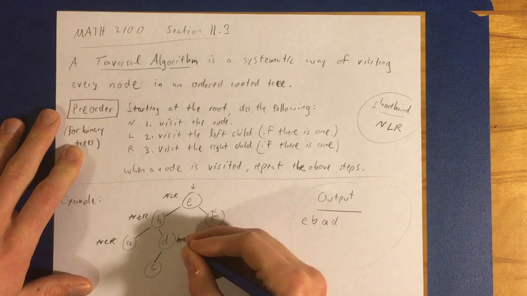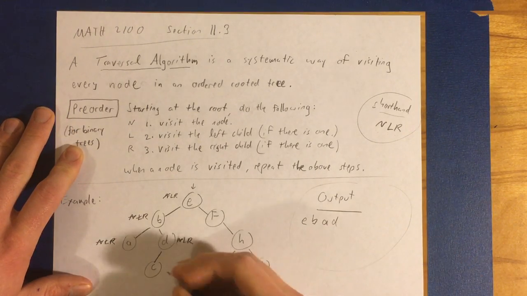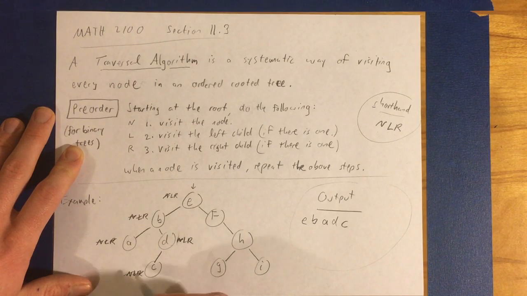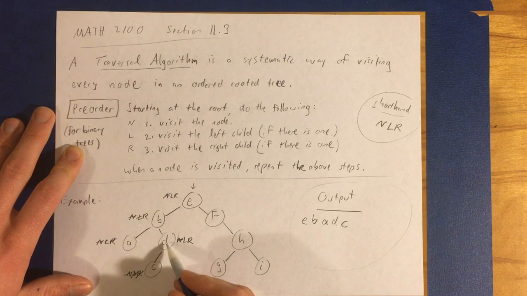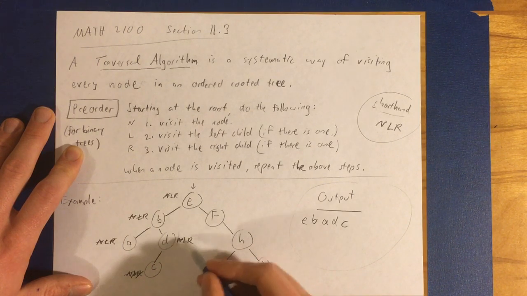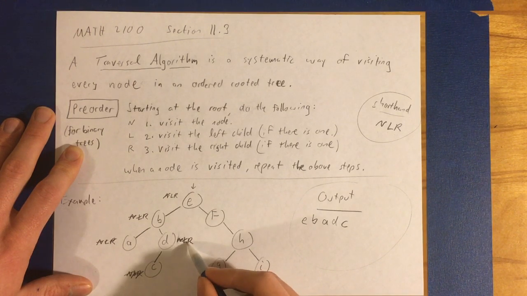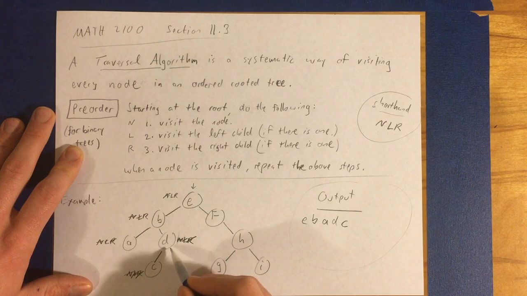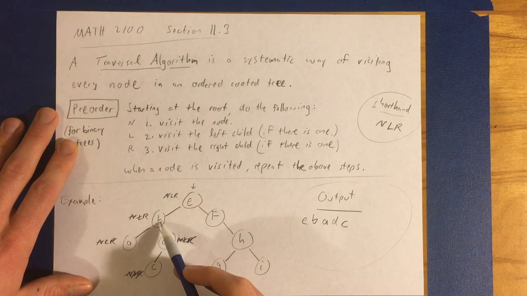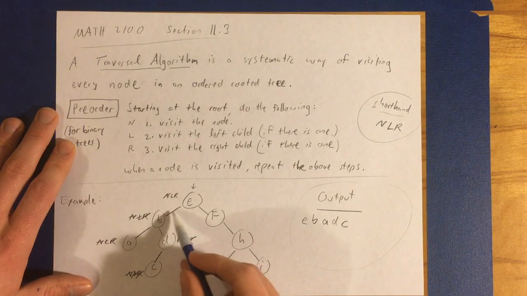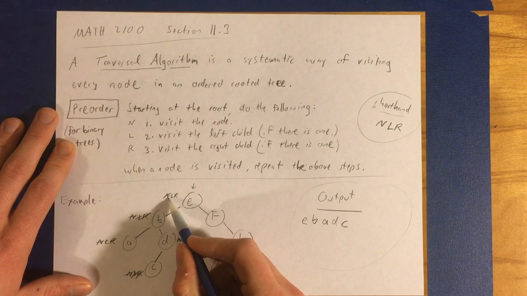We visit D, and then its left child, which is C. C visits itself, and then it visits its left child, which it doesn't have, and its right child, which it doesn't have, so it's done. Then C returns to the node that called it and says, I'm done. So now D is done with visiting its left child. D visits its right child, doesn't have one, so now it's done, and it returns to B. B says, okay, now I'm done visiting my right child. Then B returns back up to E, and E says, I'm done visiting my left child.